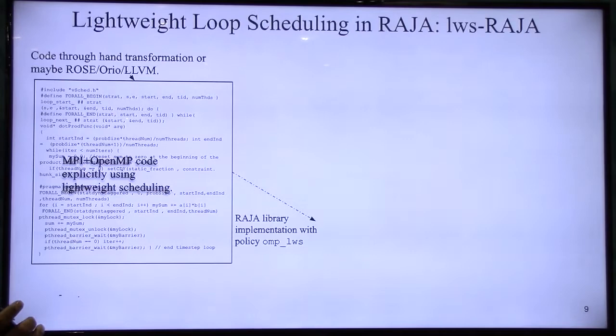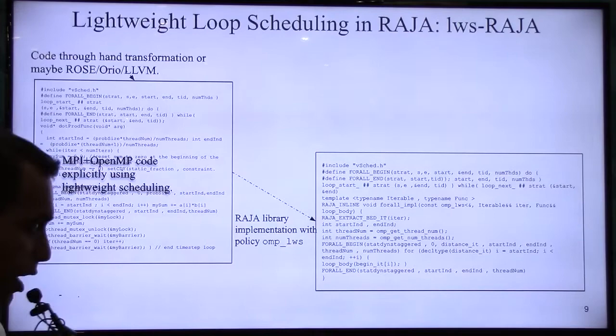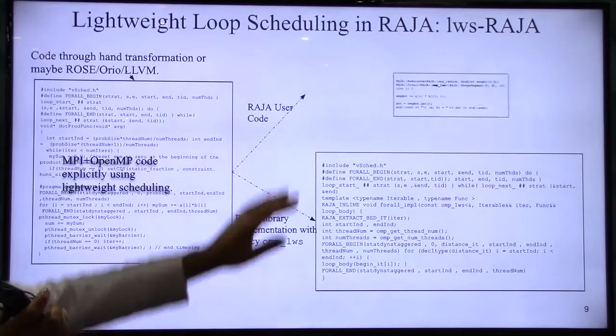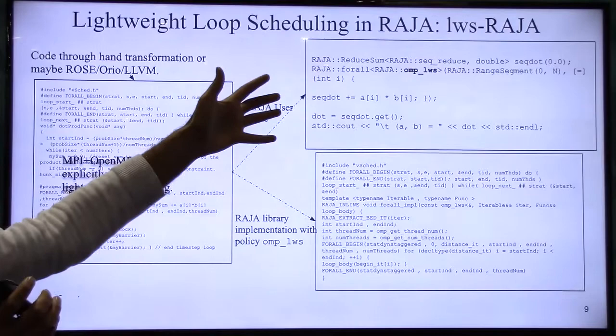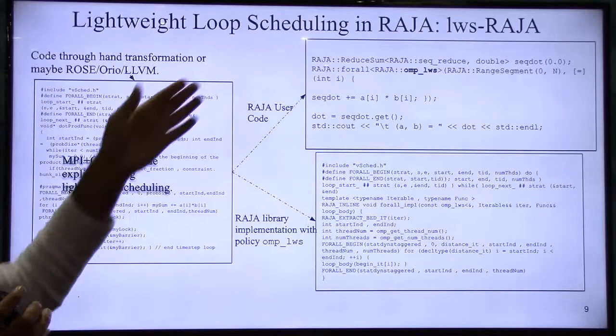I'll just say on RAJA, so for performance portability, we actually built on top of the loop scheduling strategies that we've already developed. In particular, user-defined schedules, we hope to incorporate in the RAJA library. So the key idea is to take this original code and produce this RAJA layer that allows the application programmer to just focus on their science here. And then this is the RAJA library implementation of the loop scheduling strategy.